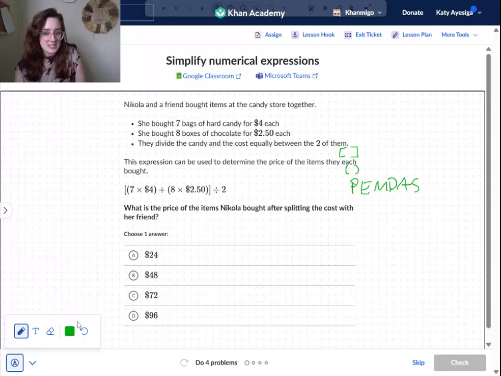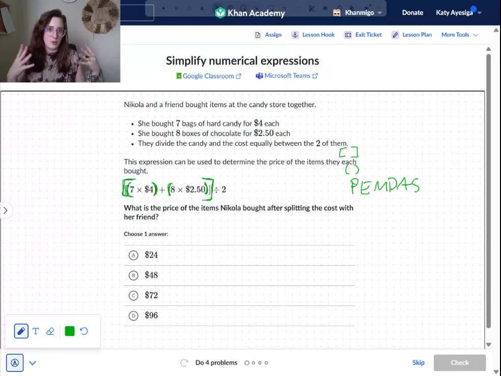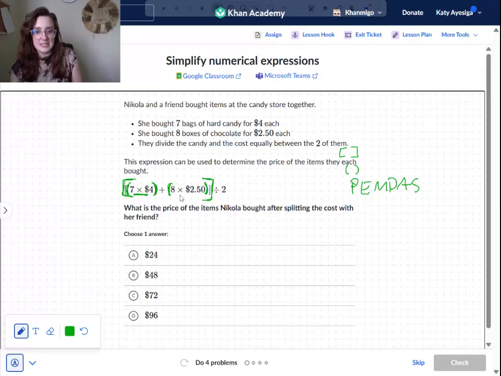So looking at what's given for this problem, we can see there's huge brackets, and inside the brackets, we've got parentheses. With PEMDAS, we always want to start with the innermost parentheses and then work our way out. So we're going to start with the innermost parentheses, which is these two here. So 7 times $4, 7 times 4 is 28.